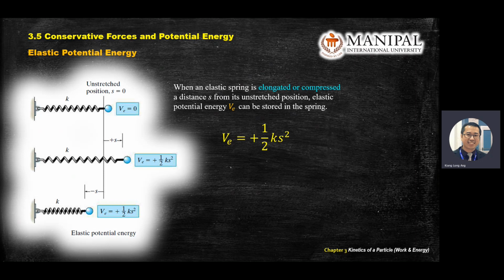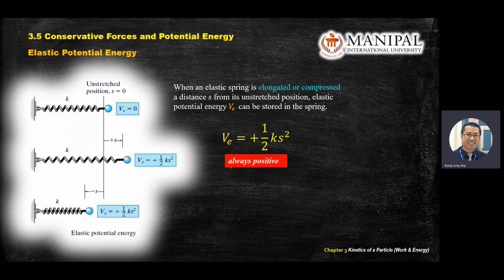You see the second diagram. If you pull the spring, the position or displacement is positive from the reference datum here. From the unstretched position, you will get positive potential energy for the spring. You will charge up the spring.